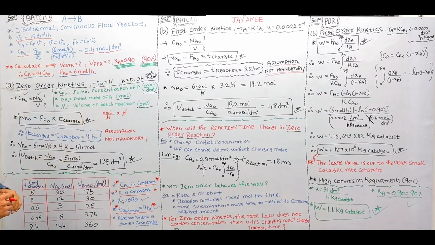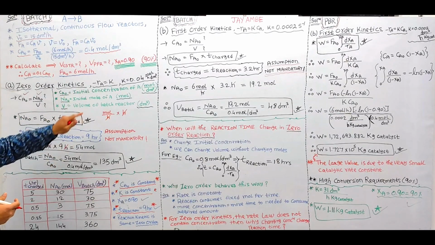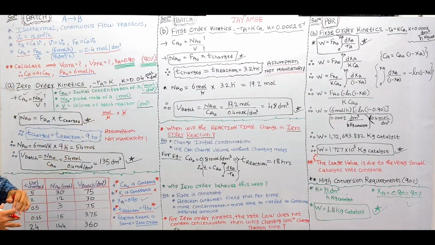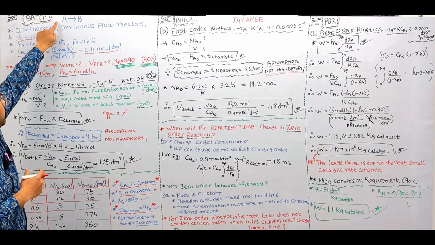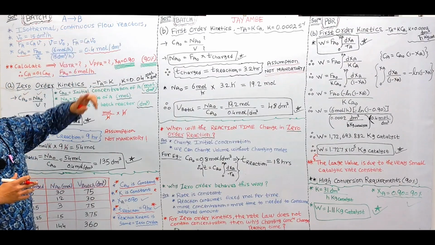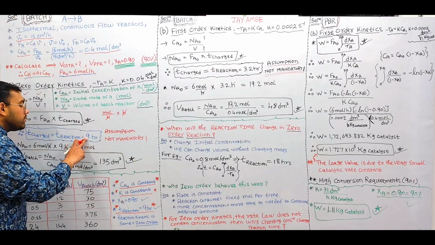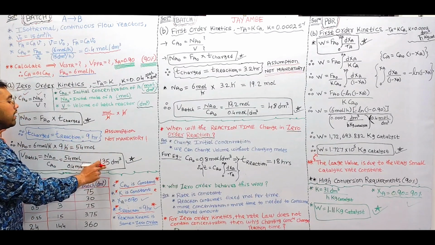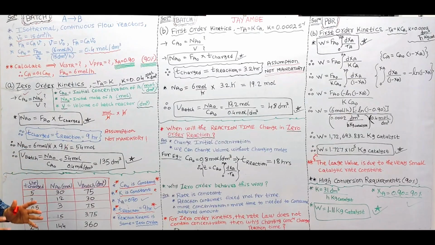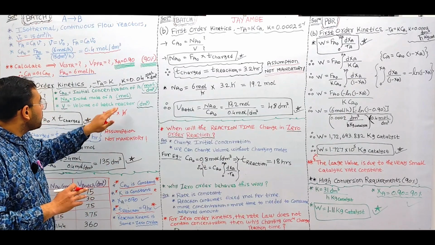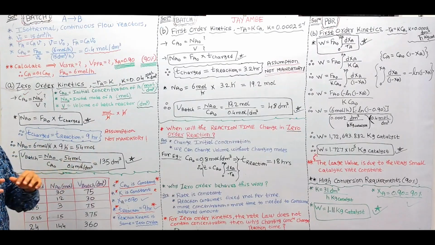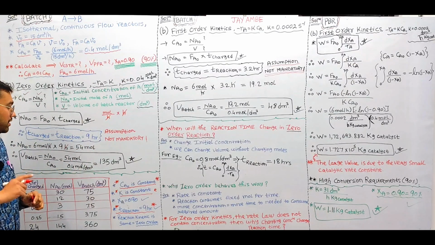conversion for the zeroth order reaction kinetics, where the given rate law is minus Ra equal to K, for a single reaction where reactant A is getting transformed into the new product B, we required 9 hours of reaction time and 135 liters volume of the batch reactor in order to achieve the 90% conversion of the reactants. I hope you have understood.